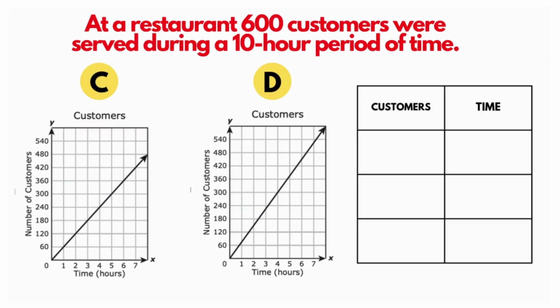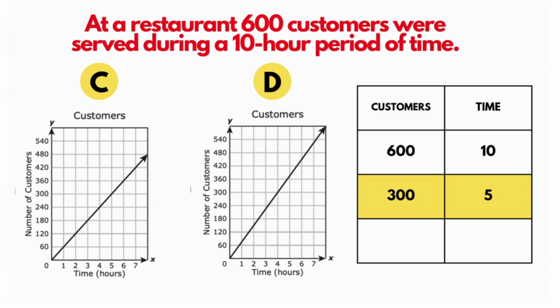Let's kind of plug in some numbers and see if they match our graphs. So we know that 600 customers will be served in a 10-hour period of time. So we can use proportionality and kind of see where that lies on our graph. So let's do 5 hours. So if it's going to be a linear relationship, 600 customers for 10 hours, 5 hours would be half of that. So we can look at 5 hours being 300 customers.